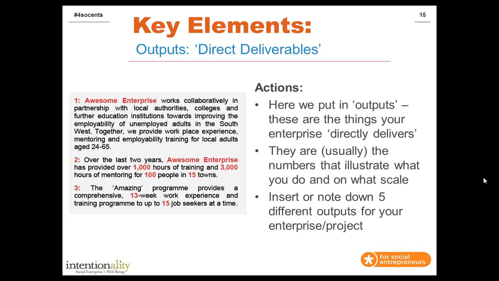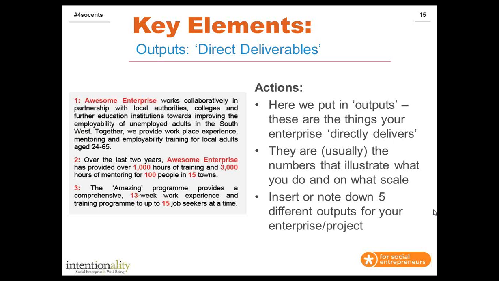So there's some word-based or qualitative description of outputs, and there is a quantitative or numbers-based description as well, where Awesome Enterprise says that they've provided 1,000 hours of training, 3,000 hours of mentoring for 100 people in 15 towns. These are just numbers that give a sense of what's delivered, where, and on what scale. And these are what, in the jargon of this impact measurement stuff, are referred to as outputs.